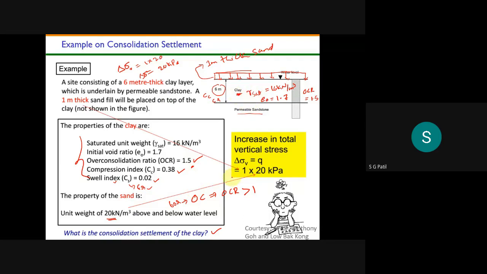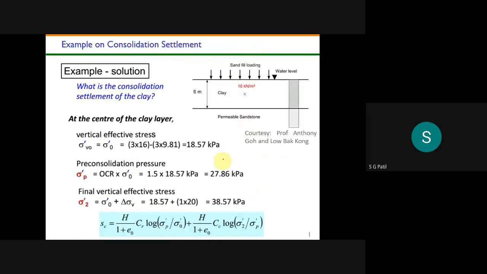Once I decide that it is an over consolidated soil, then I have two cases. Whether the soil remains in OC condition, or after the construction of this sand layer, whether that soil is entering into an NC soil, that I should check. So how to check that? First I will calculate my vertical effective stress here, that is my sigma V naught dash.